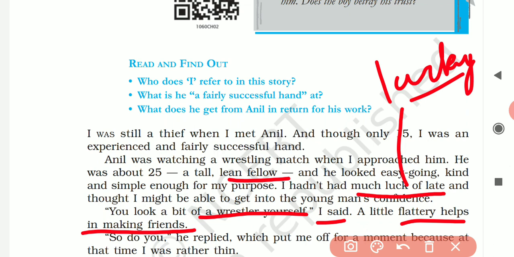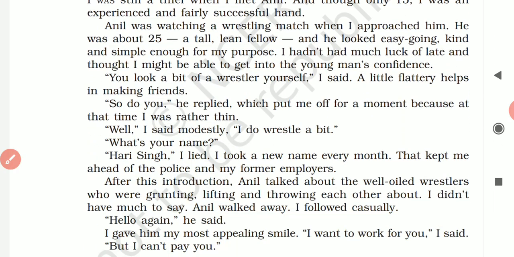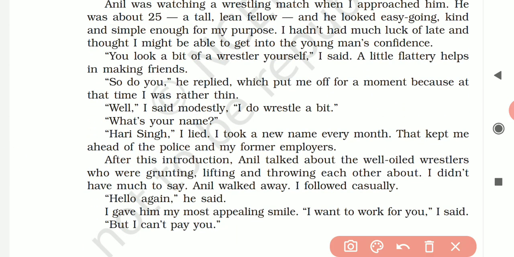But this particular young boy says that, oh, you look a bit of a wrestler yourself. You look like a wrestler. Okay, he is flattering. तुम तो भाई wrestler जैसे लगते हो. Means it's like flattering. मजाक कर रहा है उसका थोड़ा सा. In a funny way he's trying to win his heart. In a funny way he's trying to initiate his talk. अपना बात को शुरू करना चाहता है. Let us see what does Anil reply.